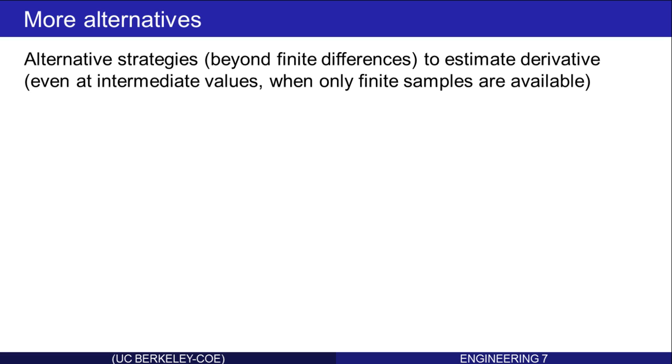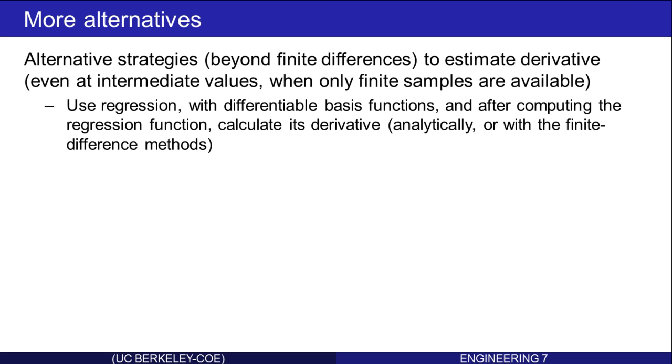Now, what are some other alternatives for differentiation beyond just the finite differences, even at intermediate values, let's say, when only finite samples are available? One, you can use regression with differentiable basis functions, and after computing the regression function, just calculate its derivative, either analytically or perhaps using the finite difference methods.